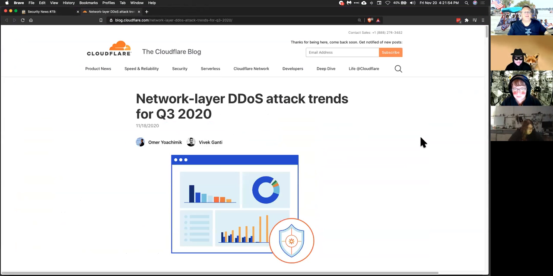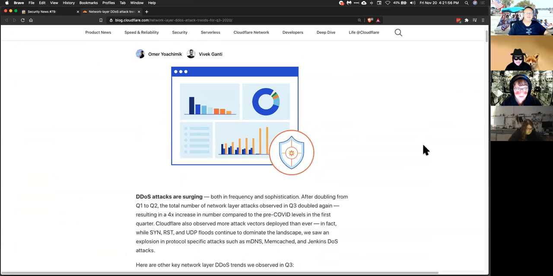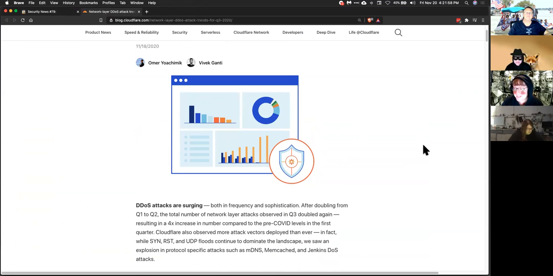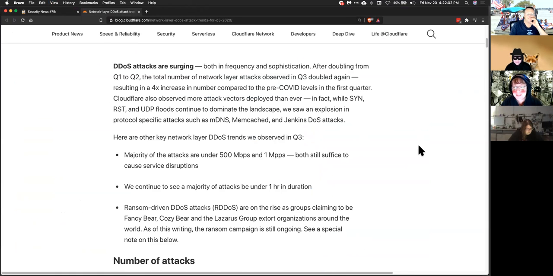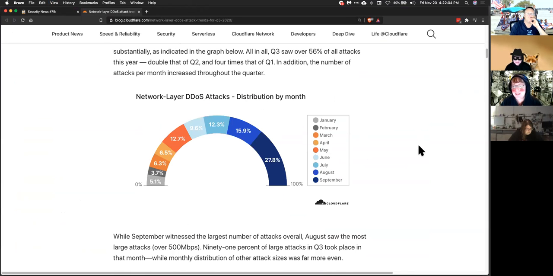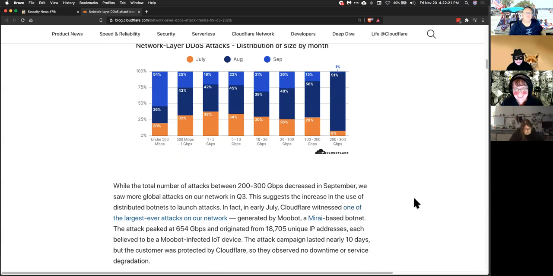All right, and then we got the network layer DDoS. Yes, I like data. I very much like data. So Cloudflare released a bunch of data on DDoS attacks in the past year. And there are some interesting data points that I'm not quite sure about. Like, you're looking at one right now: September, for some reason, has like 30% of all the DDoS attacks. Why September? I don't know. Yeah, that's baffling.